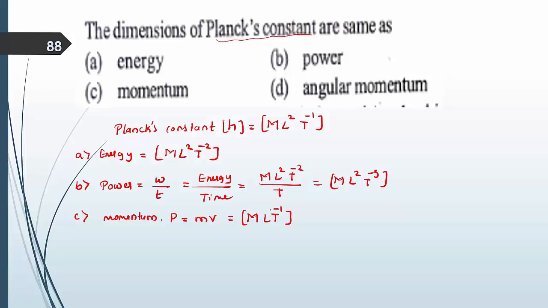M L t raised to minus 1. It is again different from Planck's constant. So option D should be right here. Angular momentum. Angular momentum is denoted by L. L equal to I omega. So we already know its dimensional formula, that is m L square t raised to minus 1. So here Planck's constant dimension and angular momentum dimensions are same. So option D is correct.